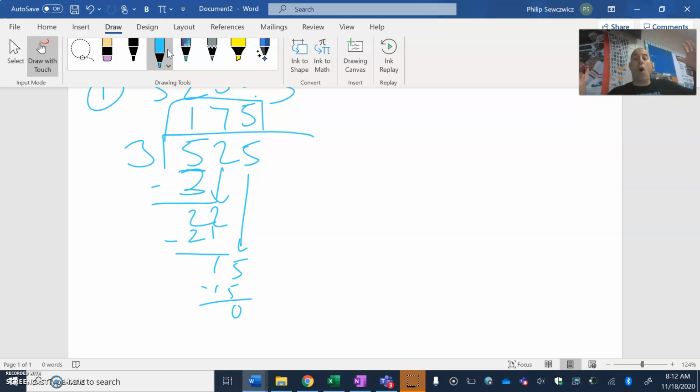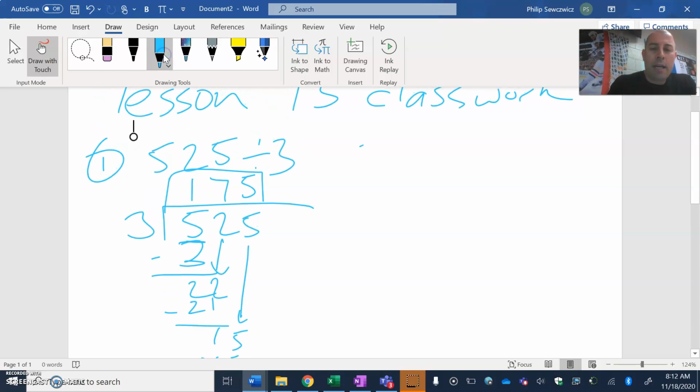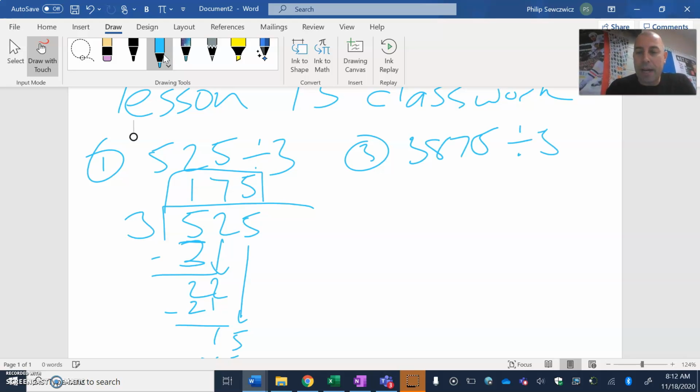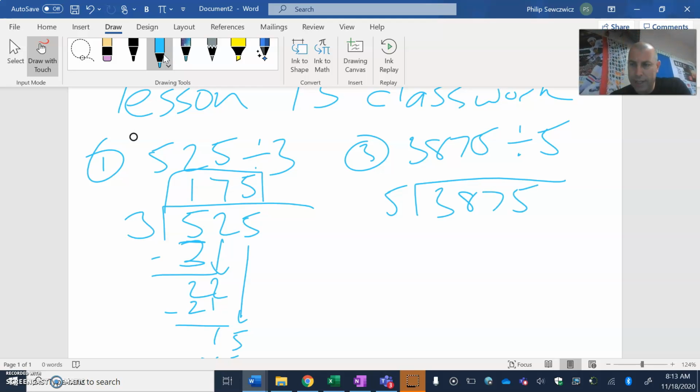Again, for today, and only for today, you're going to get all whole numbers for answers. If you get a remainder, something has gone wrong. All right, so let's drop down below to question number 3. Here, we've got 3,875, and we are dividing it by 5. Setup wise, that 5 is going to go on the outside, and we're trying to pull out groups of 3,875.